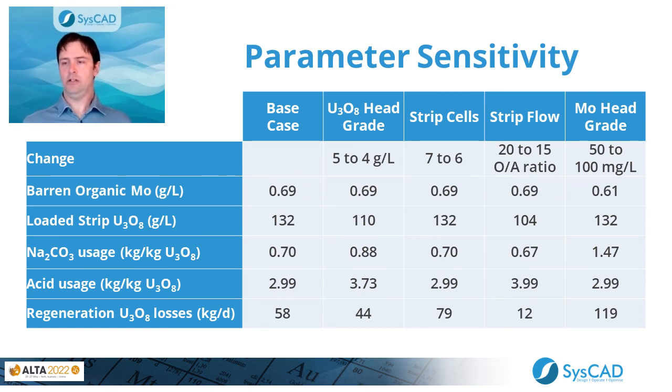Finally, the molybdenum head grade going from 50 to 100 milligrams a liter. What we did here as well is we also doubled the amount of regeneration. So when the molybdenum head grade goes up, then you have to increase the amount of regeneration you do. So we went from 10% to 20%. So similar results for barren organic molybdenum, which is what we were going for. Loaded strip is about the same, but the U3O8 losses in regeneration doubled because we essentially had to regenerate more. So it shows the effect that when you have higher molybdenum, it can cause issues for your efficiency.